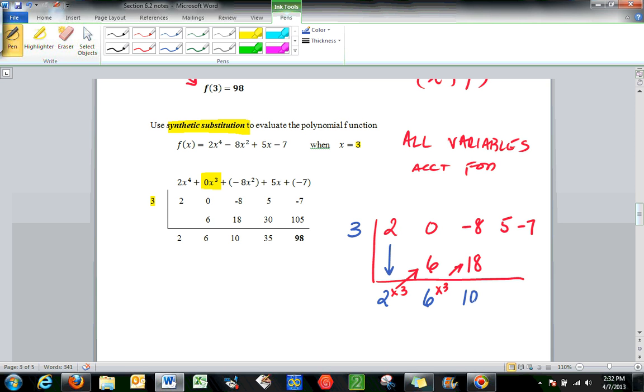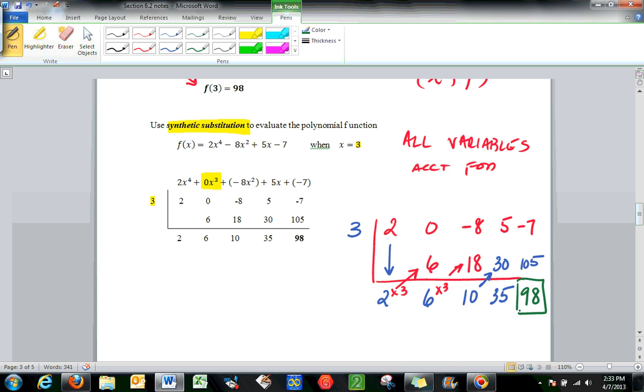Again, I'm going to take positive 10, I'm going to multiply it times 3. That's going to give me 30, so I'm going to move that number in there. And I will combine terms again, so 5 and 30 is 35. And then lastly, 35 times 3 is going to give me 105. And when I combine 105 with negative 7, I get 98.